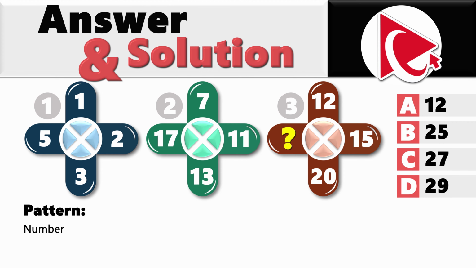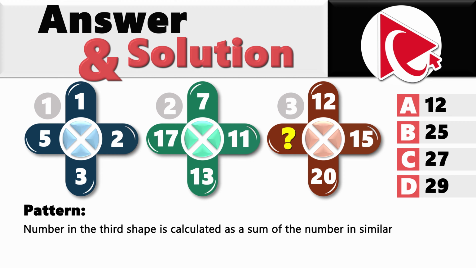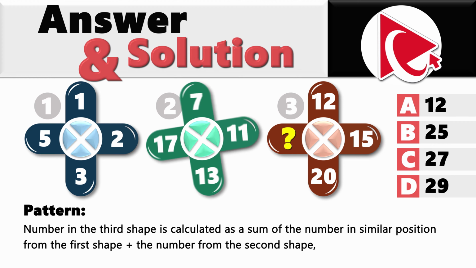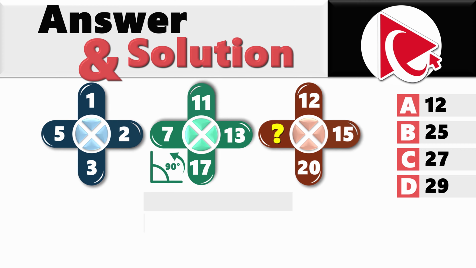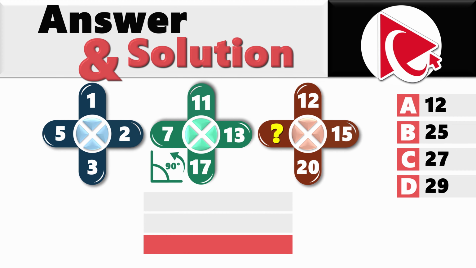And in fact, the number in the third shape is calculated as a sum of the number in a similar position from the first shape, plus the number from the second shape after a 90-degree rotation. Let me explain it to you in 3 simple steps. Let's build a simple table. Each shape has 4 numbers, which means that our table would need to have 4 columns.